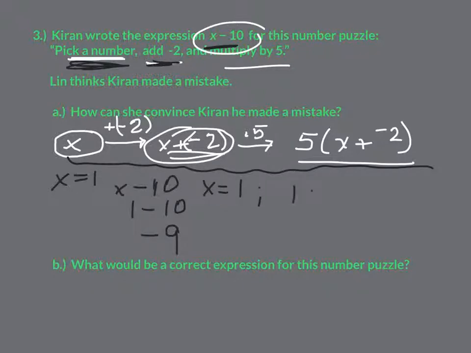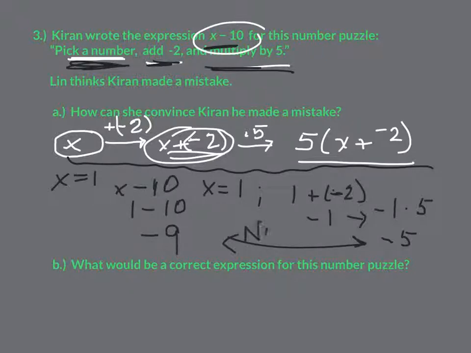Add negative 2. So I'm going to do plus negative 2. So 1 plus negative 2, signs are different, find the difference. So it's going to give me negative 1, right? And then multiply that answer by 5. So I'm going to have negative 1 times 5. I know 1 times 5 is 5. The negative times the positive is always a negative. And as you can see, these are not the same.